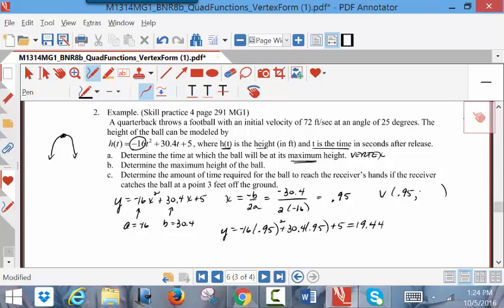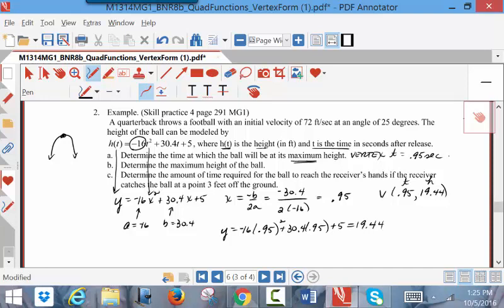So this is 19.44. That's your vertex. Looking back at the equation, when we wrote it, we replaced the h of t with y and the t with x. So the x value is t and the y value is h. Question 1, part A, determine the time that the ball will be at its maximum height. What is the time? 0.95 seconds, just shy of a second.